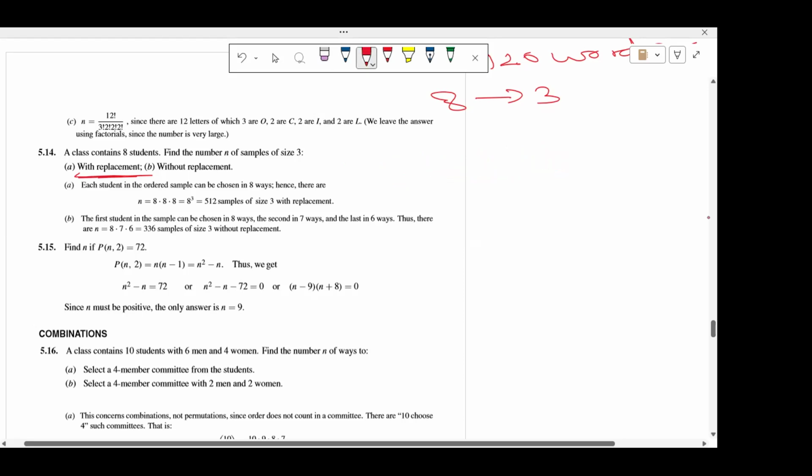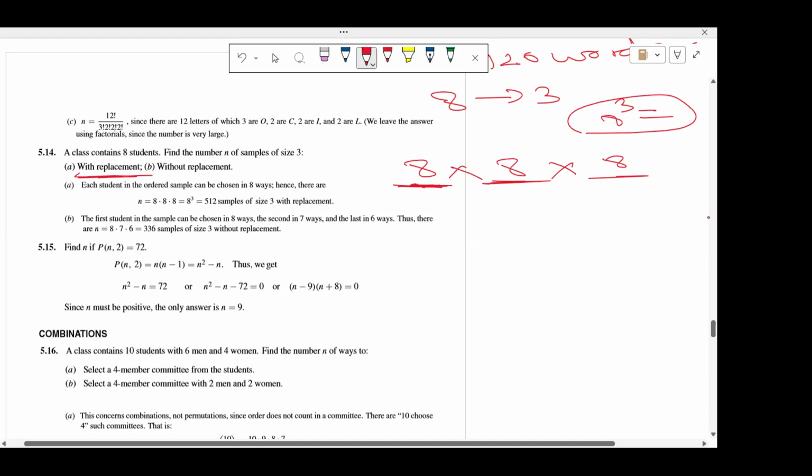Now what will happen? Let's say from these eight students, I select one student. So how many possible ways can I select the first student? Eight ways. Second student also I can select eight ways, because even if I selected the first student, for the second question I can select the same student also. So for the third question also I can select the same student, right? So 8 to the power 3 is the with repetition.